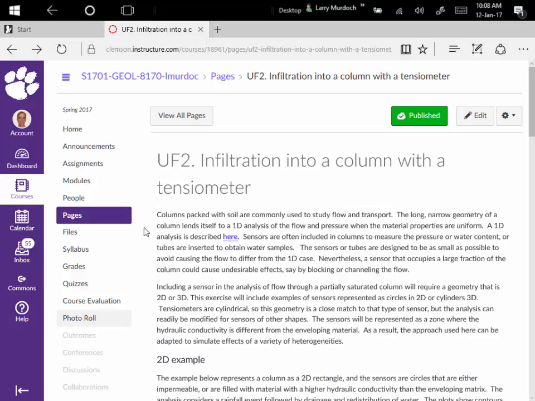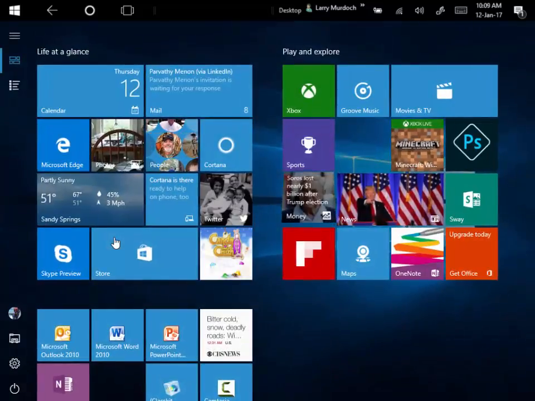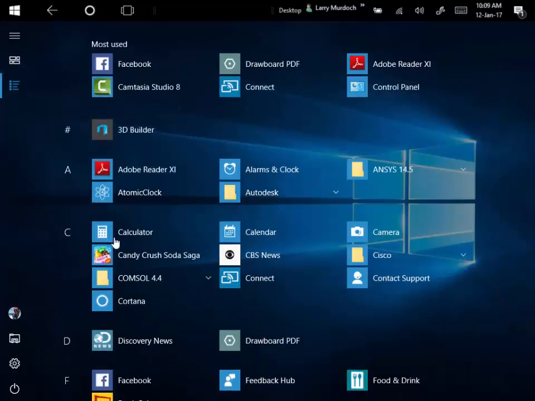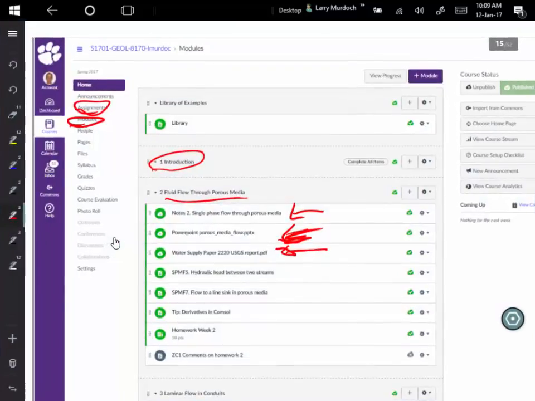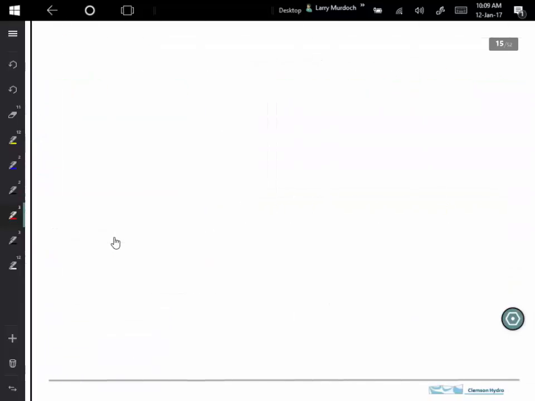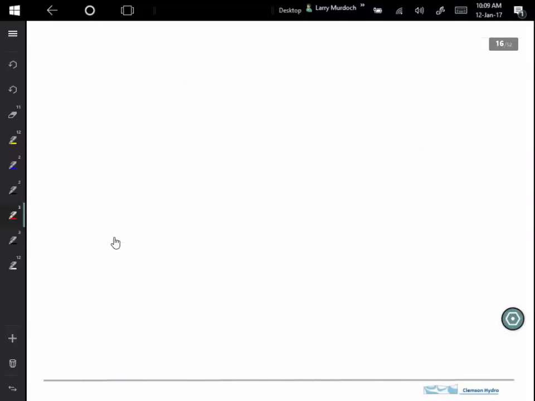Okay, so that is the aspects of Canvas. Any questions on that? I think that will be good.